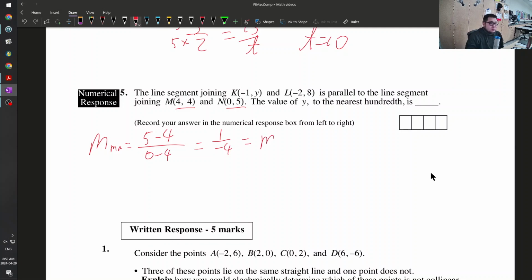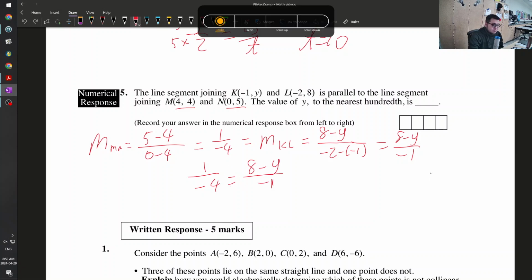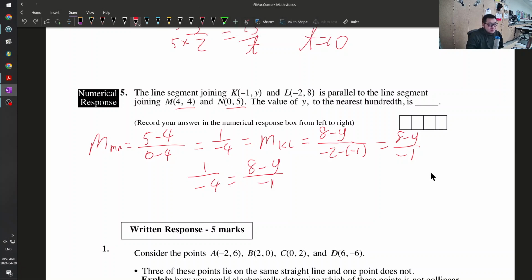And this slope must also equal the slope of KL, because these are parallel, which is 8 minus y over -2 minus -1, which simplifies to 8 minus y over -2 plus 1 is -1. So we have 1 over -4 is equal to 8 minus y over -1. Cross multiply. Well, technically you don't have to cross multiply. I'll do it a simpler way.